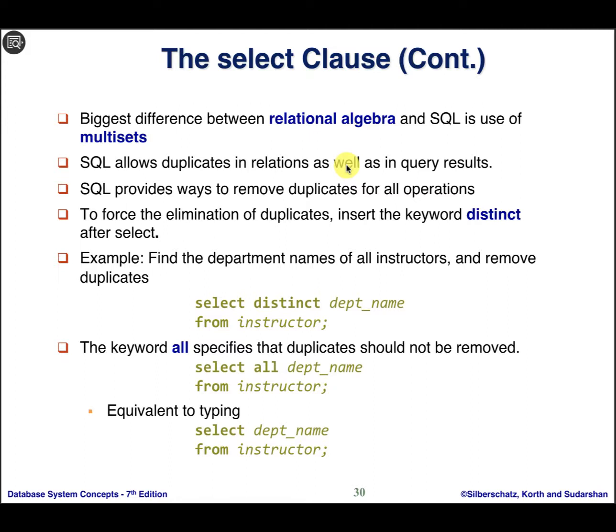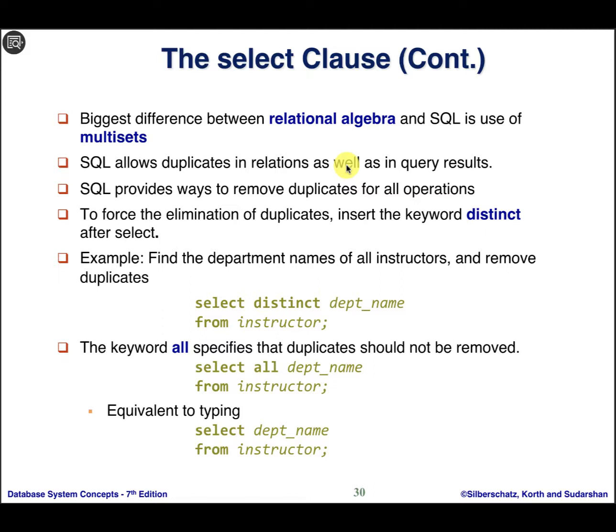So maybe we have that all the students belong to the same department, which is computer science. In this case, if we have say 15 students, the result is going to produce 15 tuples, each of them with the same value. Repeated values are fine, unless you say you don't want them. So your choice, you have full control.